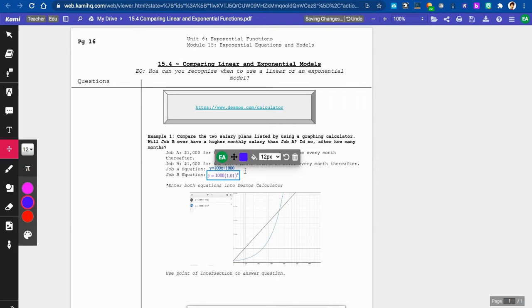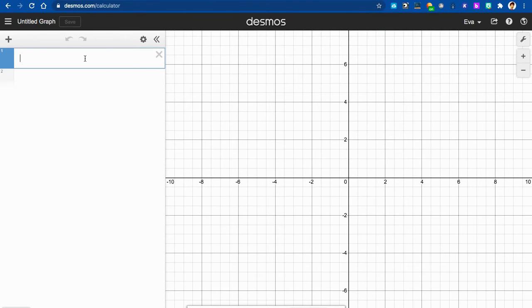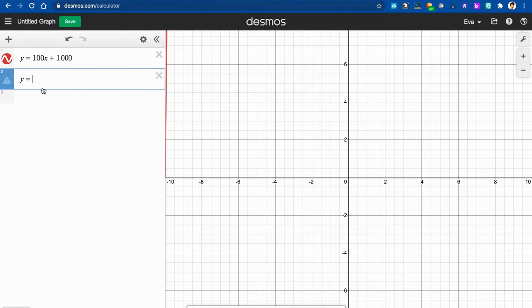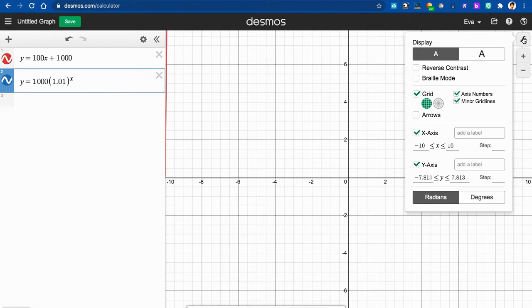I have my exponential equation. I'm going to graph both of these using Desmos. So going to the Desmos calculator, it's that simple. Y equals 100x plus 1,000. And then the other equation was y equals 1,000 times 1.01 to the x power. All right, now notice that I can't see anything, which means I need to change my settings.